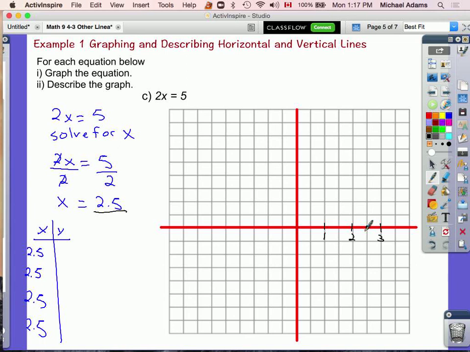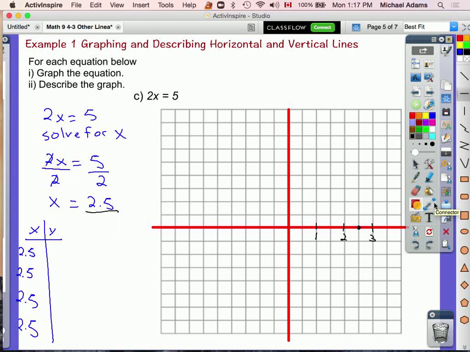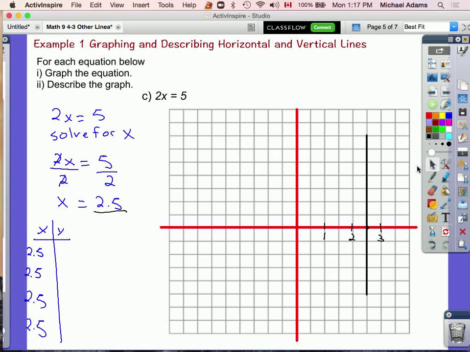So like we said, it doesn't matter what the y values are. X will always be 2.5. So all I'm going to do right now is draw a line on 2.5, because it doesn't matter what the y values are. X will always be 2.5. And I'll put my arrowheads on there, and that shows my graph, and we know that this is a graph of 2x is equal to 5.